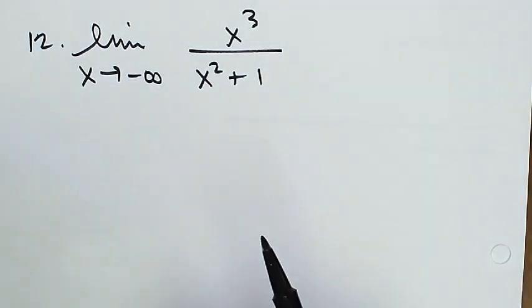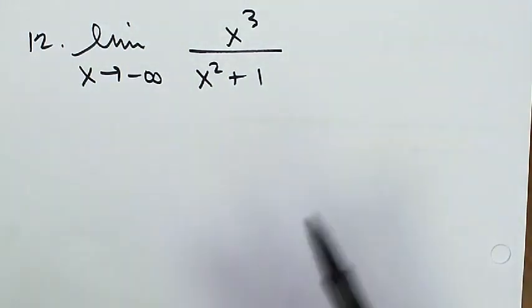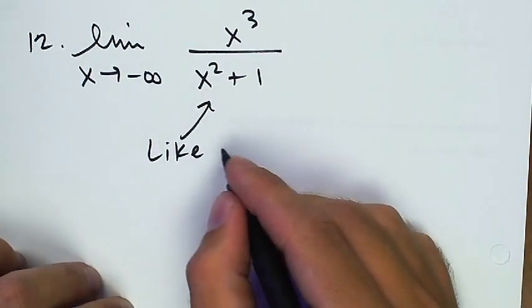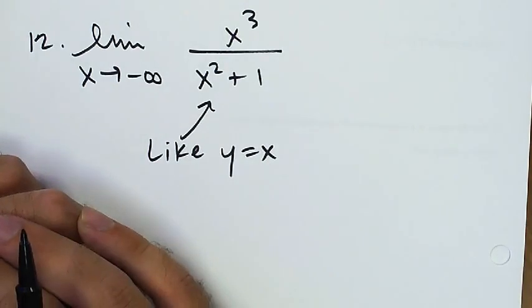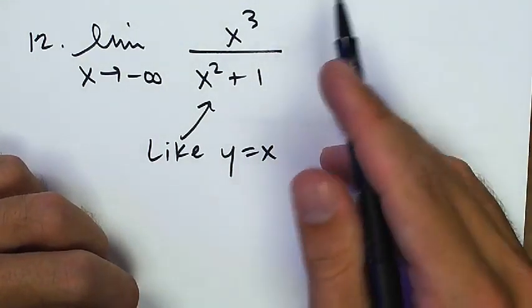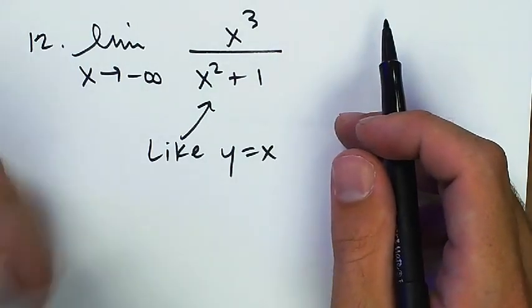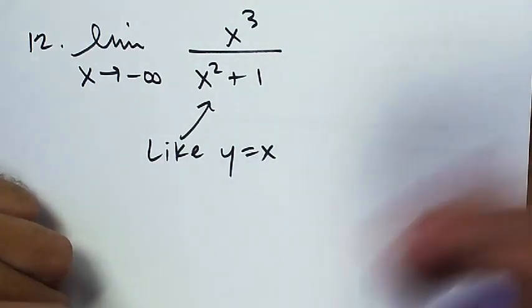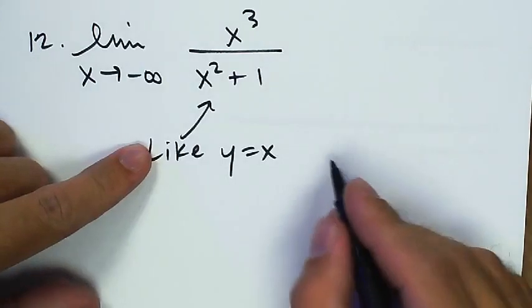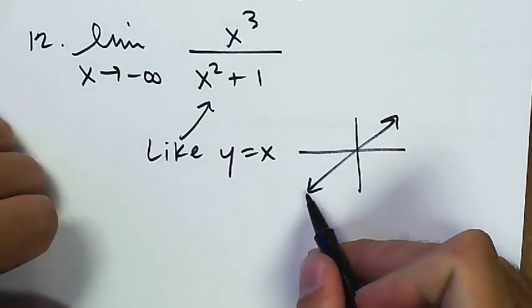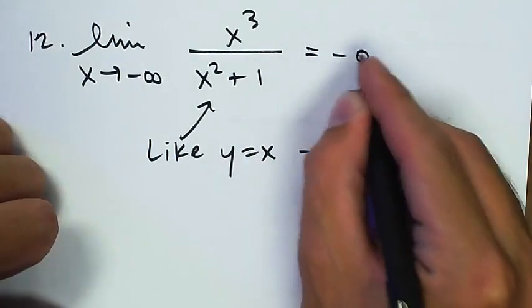In some way, this is like y equals x, at least in its end behavior. If you actually did the long division, it would be x plus or minus some number over x squared plus 1. Anyway, it's like y equals x, and we know what that looks like. So we know that the limit as x approaches negative infinity is going to be negative infinity.